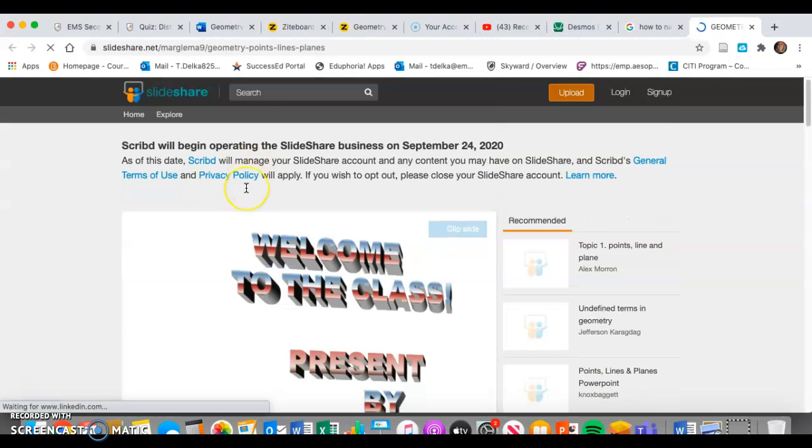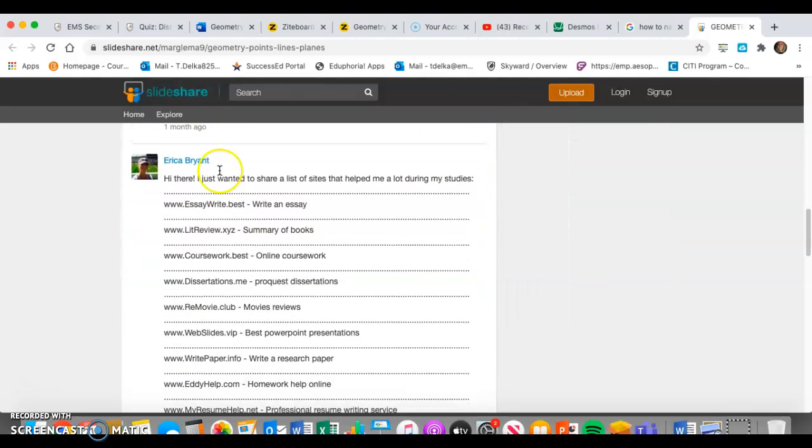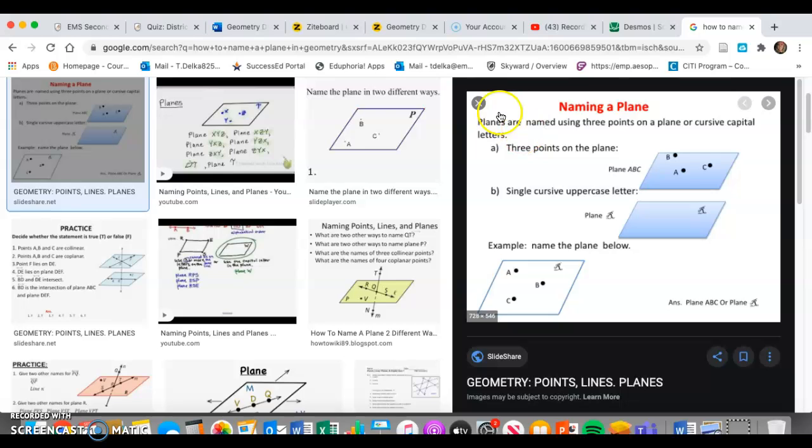Okay, so let's explore that a little bit. I love it when they keep it simple. It's kind of like a one-pager. Okay, we're just going to use the image. So it says planes are named using 3 points on a plane or a cursive capital letter. So we're going to look for some points on the plane here in a minute, and we're going to look for the single cursive uppercase letter.